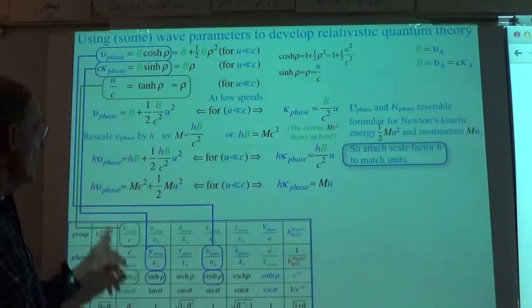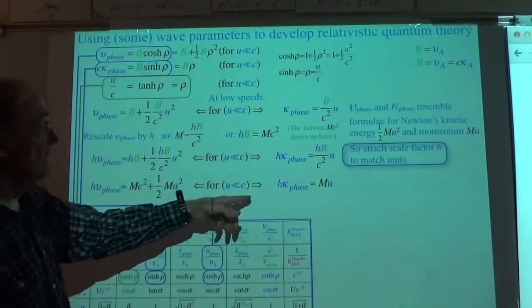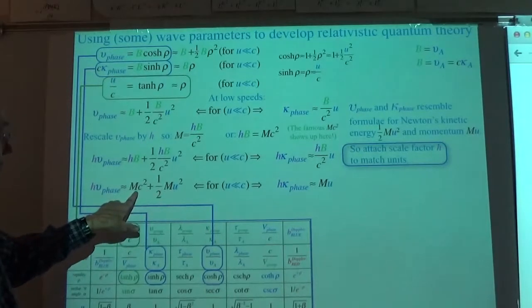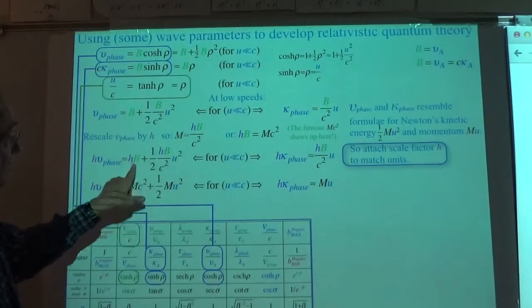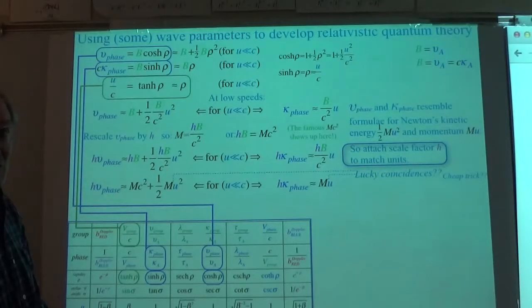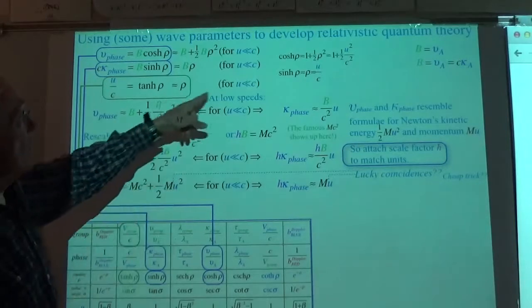Then we'll go ahead and put that in here. This is what's giving me momentum and the mc squared plus, you see, that's the H nu. Right? Now you say, is this a lucky coincidence? Is this a cheap trick? There are lots of things you can do in physics that do some pretty amazing things, and they just turn out to be tricks that don't go anywhere. So we have to check this, because we've only done it for approximate values.